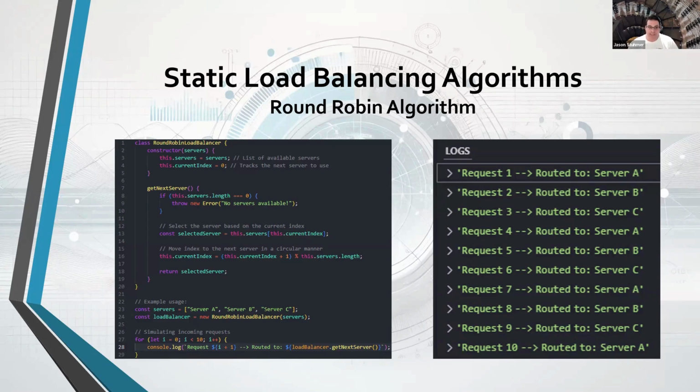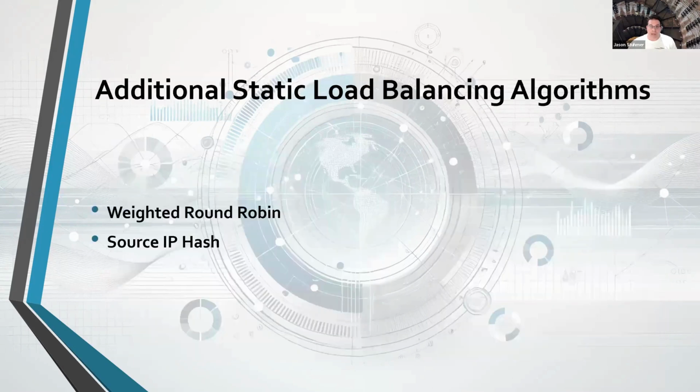As far as use cases for this, it's best used for environments where all servers have similar capacity and can handle equal workloads. It does have its limitations, though, because it doesn't account for individual server load, and it's not really ideal for dynamic workloads where some requests require significantly more processing power than others. A couple of other additional static load balancing algorithms that you can explore on your own time are the weighted round robin and the source IP hash. I'll give a brief summary of each one.